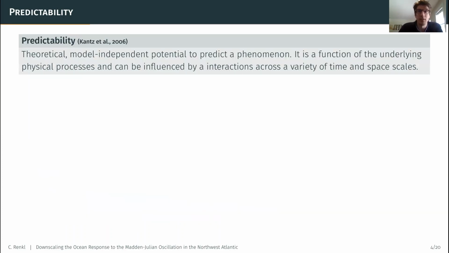I guess I should at this point start to define predictability. When I talk about predictability, I mean the theoretical model-independent potential to predict a phenomenon. And clearly, as we've just seen, it is a function of the underlying physical process and can be influenced by many interactions across a variety of time and space scales.